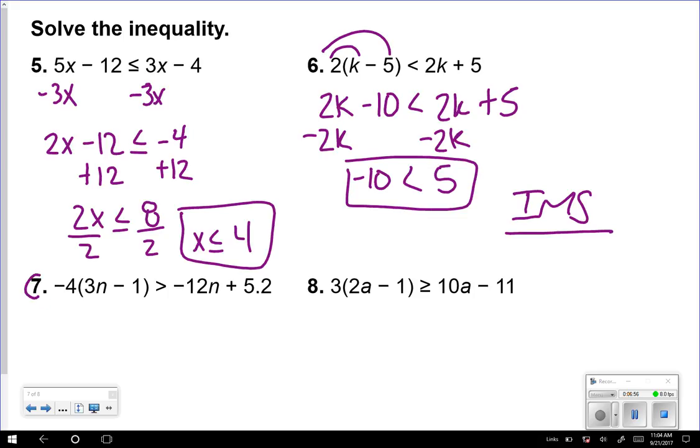So you're going to try 7 and 8. This one does have a decimal involved, but you should be all right. Do the best you can. Okay. If you have questions, make sure to raise your hand.